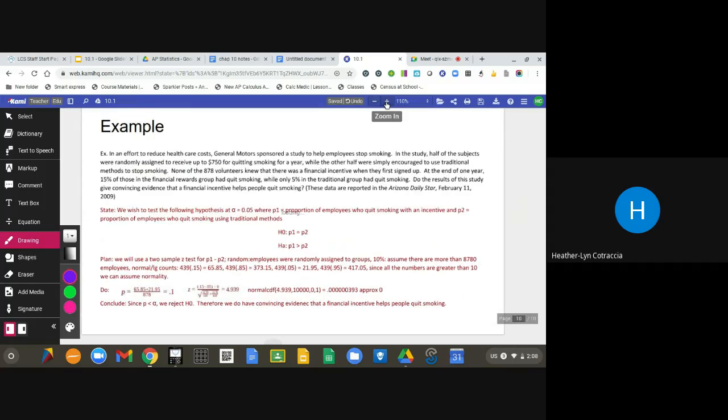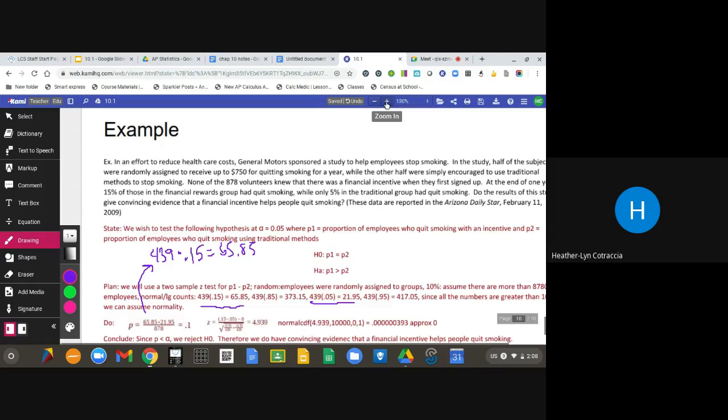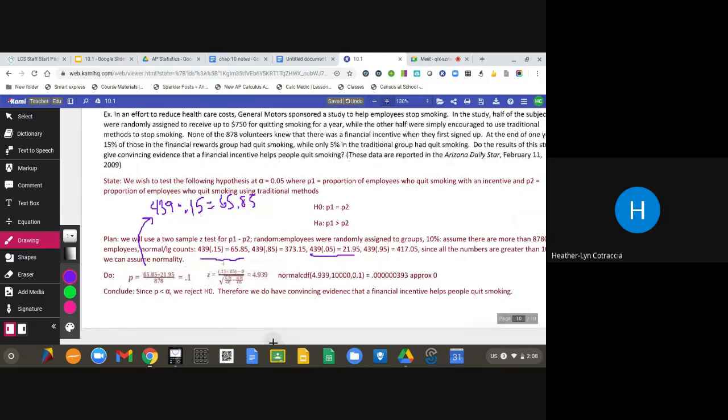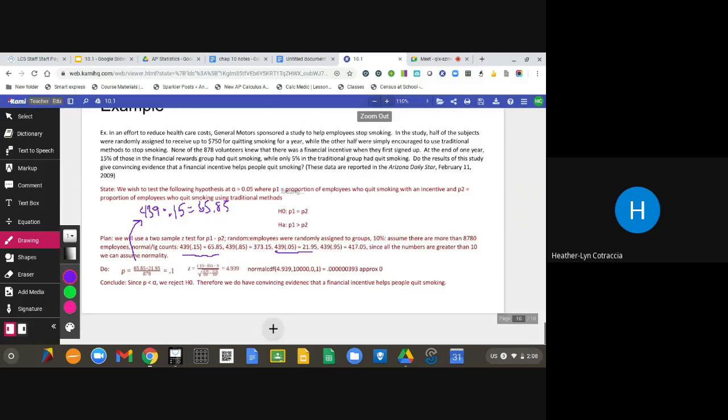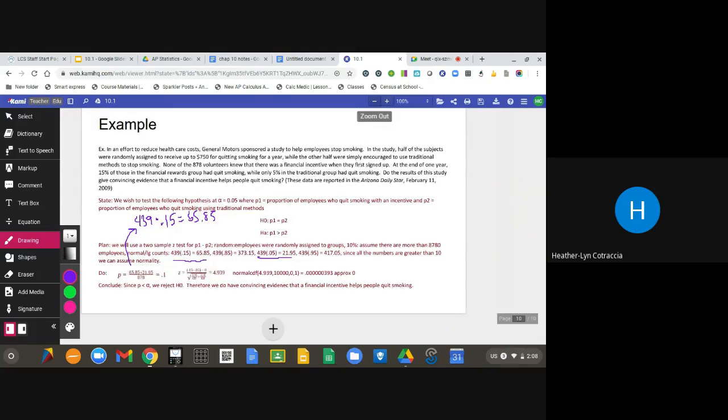So again, I know it's hard to see. Let me see if I zoom in. If it's easier, right here, you have the difference in the proportions, minus 0, because that will always be there. Down here, you've got the 0.1 times 0.9, and then that's over the first sample size, which is 439, plus the 0.1 times 0.9, and that's over 439 again. All on the calculator, you get 4.939. And like I said before, the sketch is super important, so I'm going to put 4.939 on a normal curve.